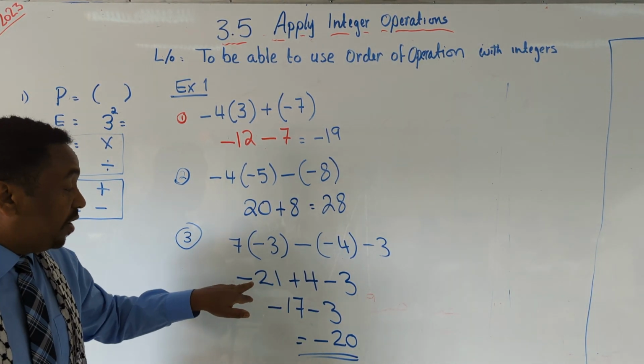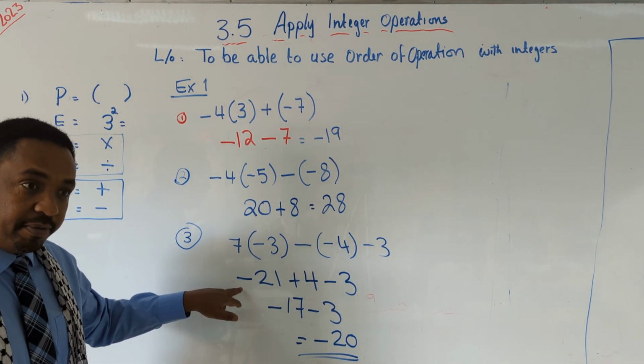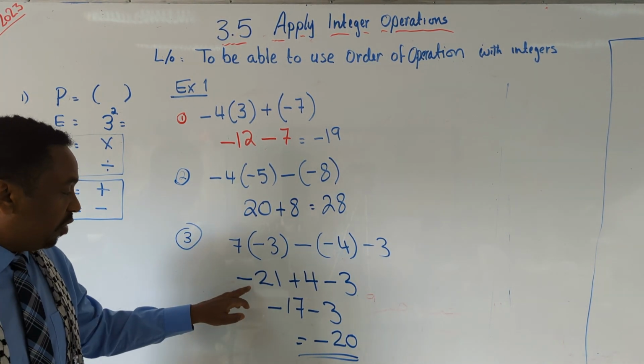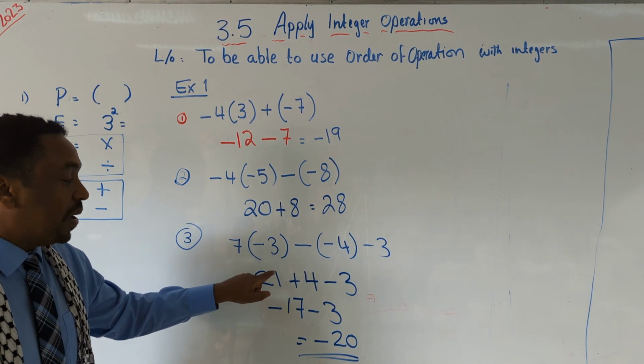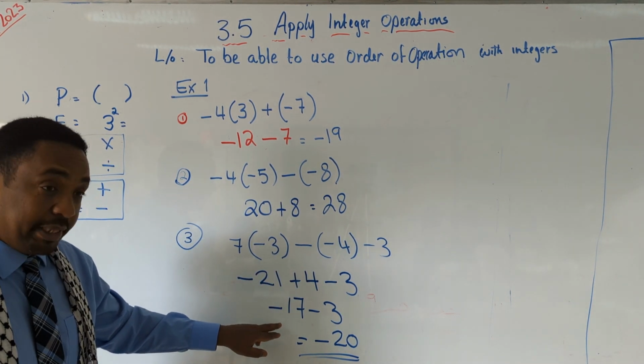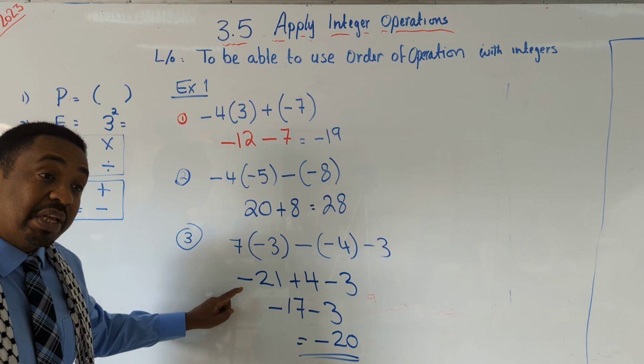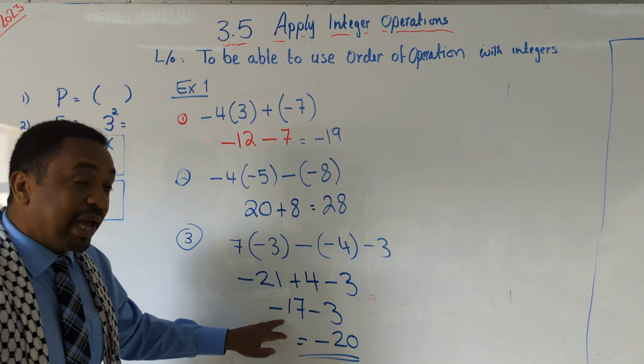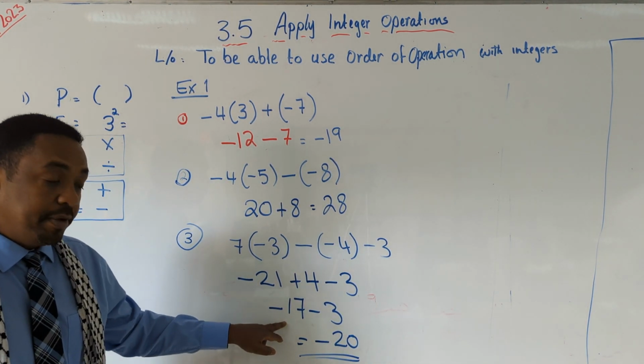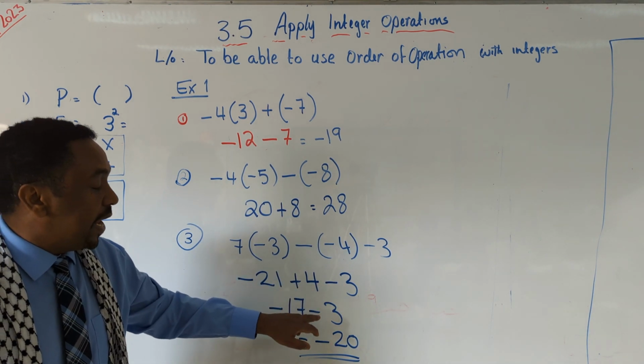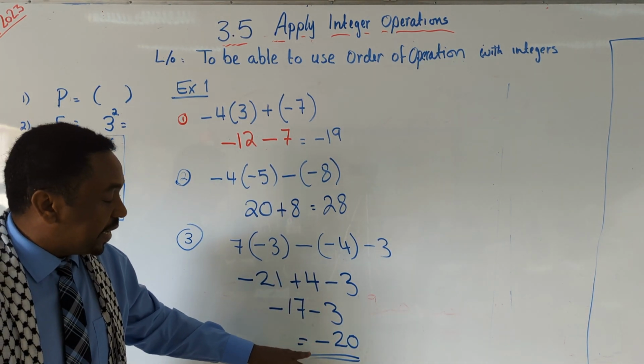Negative 21 plus 4. Remember, what is negative and positive? You look if the bigger number has got the negative. The answer becomes negative. So you have to take away. So 21 minus 4 will be 17. And because the 21 was the bigger number, the answer will carry the negative. So negative 17, negative 3 will give us negative 20.